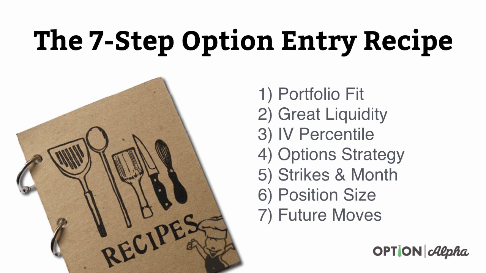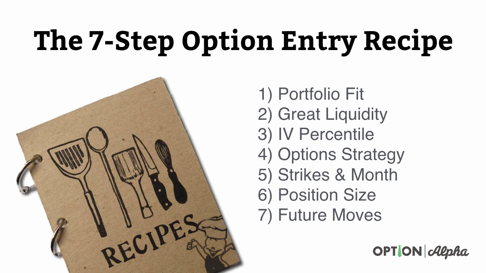Now, in our opinion, this 7-step order entry recipe or checklist or whatever you want to call it is put together in a way that is logical in sequence, meaning 1 to 7, so that it gets you out of analyzing trades that don't fit the requirements. So we put portfolio fit first because if it doesn't fit this requirement of being a good fit for your portfolio, you're out of analyzing the trade.